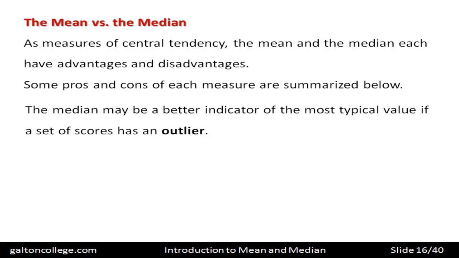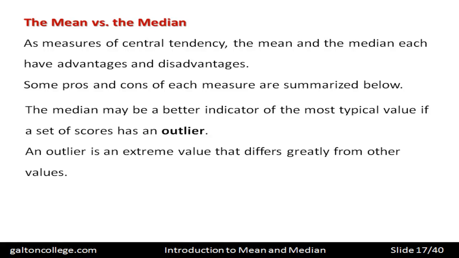So if we take the median, it's not affected by outliers. We're taking the middle value, so the outliers don't affect the median calculation. An outlier is an extreme value that differs greatly from the other values. There are definitions in statistics of what an outlier is, but just for the moment, it's an extreme value.